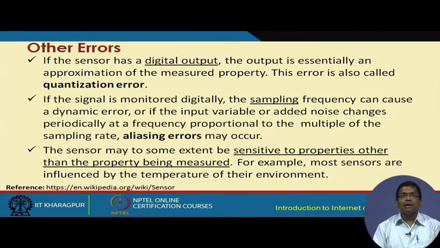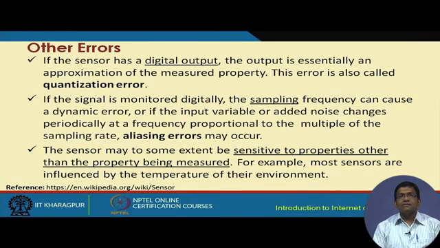There are other errors such as quantization error, which is basically that if the sensor has a digital output, the output is essentially an approximation of the measured property, and this is known as the quantization error. If you are sampling the signals, this leads to a type of error which is known as the aliasing error.